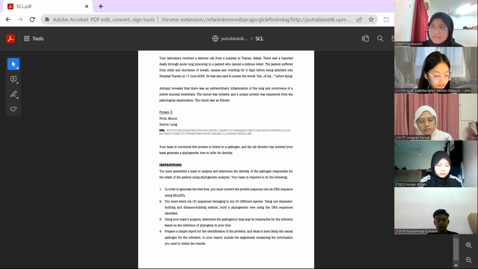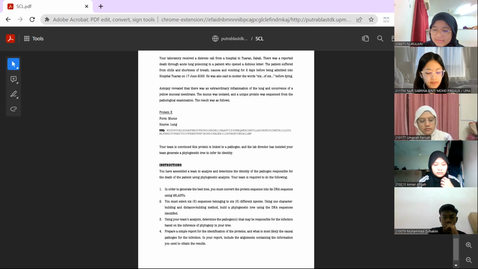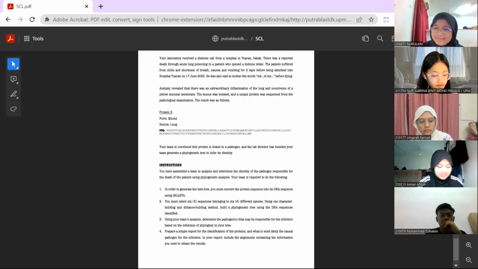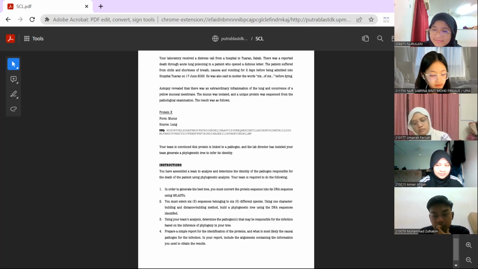So next. First, we analyze the information according to the given instruction. Since we get the protein sequence, we compare the protein query sequence against a nucleotide database. We choose 6 different species from the results and use MEGA to produce the phylogenetic tree by maximum likelihood method. From the phylogenetic tree shown, we have concluded that the given sequence in the case study is almost identical to Dichomitus squalens.